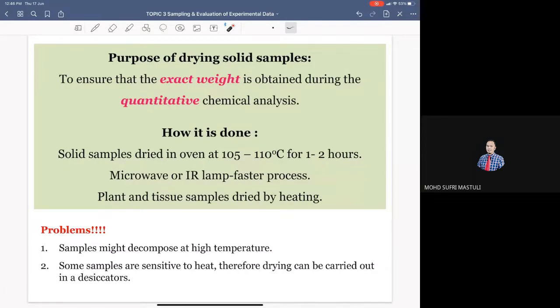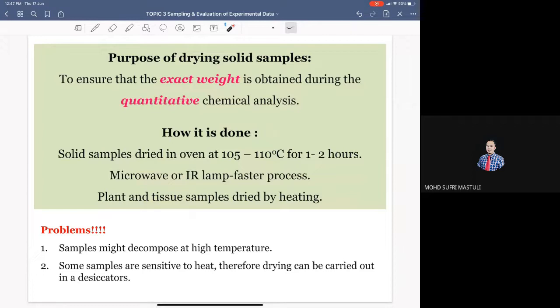Dealing with a solid sample, because a solid sample is inhomogeneous, we do the mixing, and we do the crushing and grinding to reduce the size. We also have to apply the coning and quartering technique to get the right size. Before we analyze it, we have to dry the solid sample. So what is the purpose of drying? We want to ensure the exact weight is obtained during the quantitative chemical analysis.